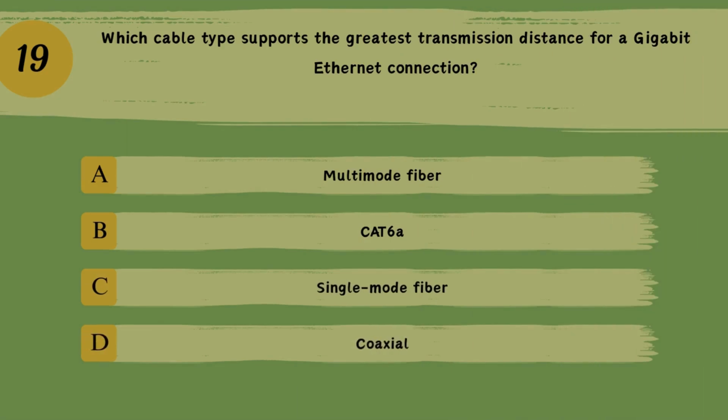Question 19. Which cable type supports the greatest transmission distance for a gigabit Ethernet connection? A. Multimode fiber. B. TIA-T6A. C. Single-mode fiber. D. Coaxial. Correct answer. C. Single-mode fiber.